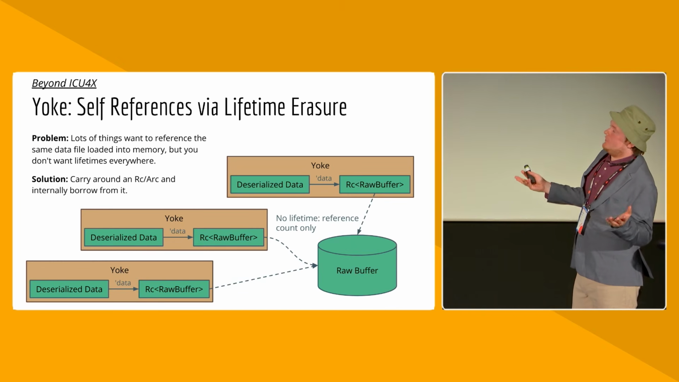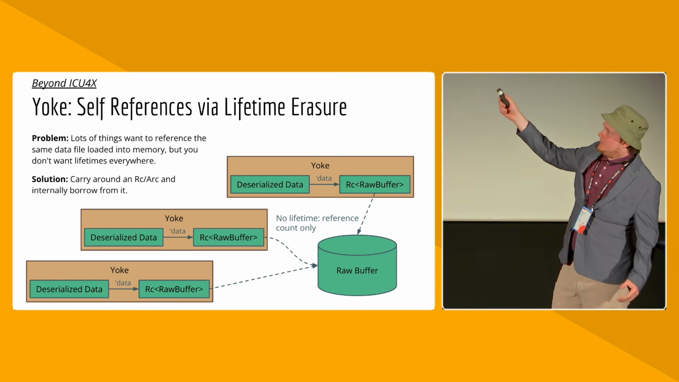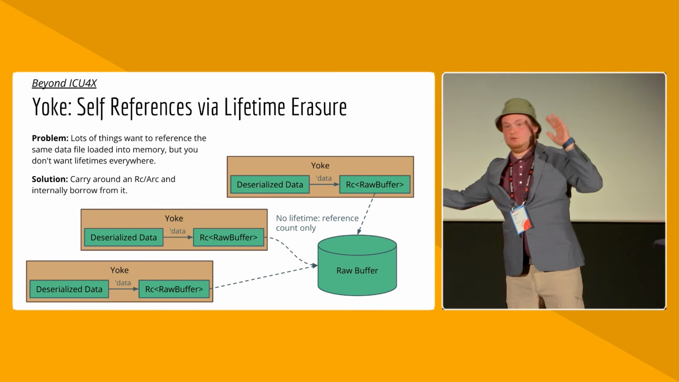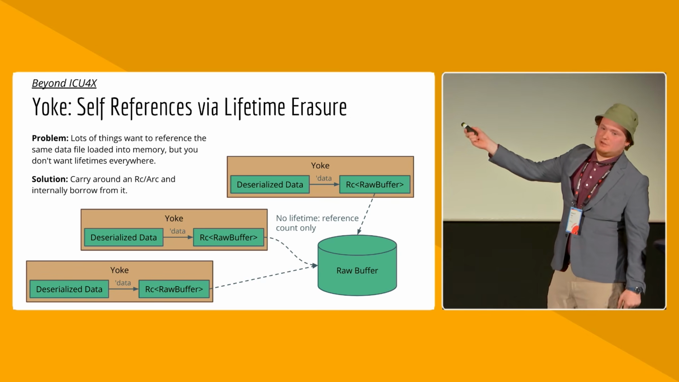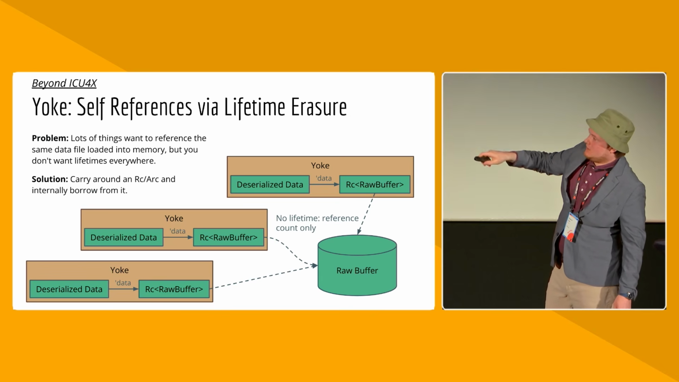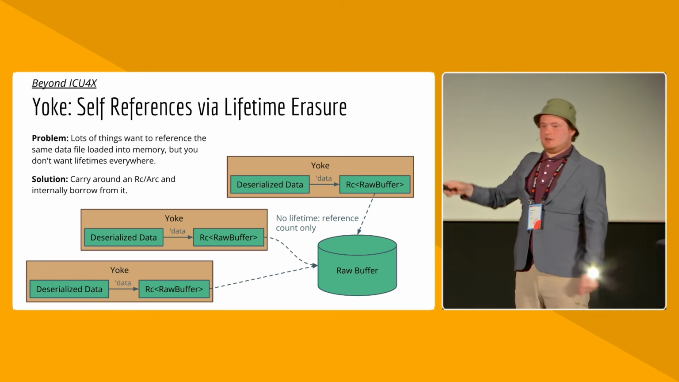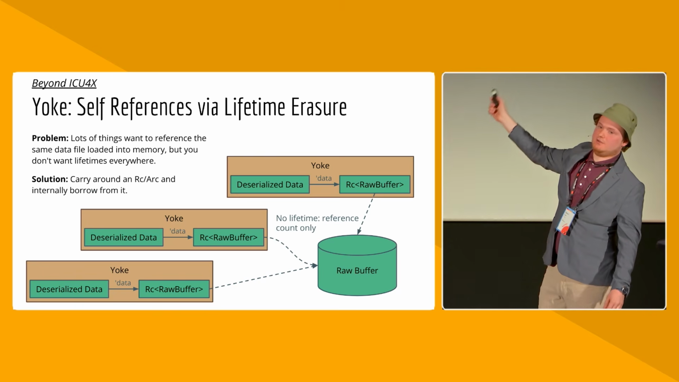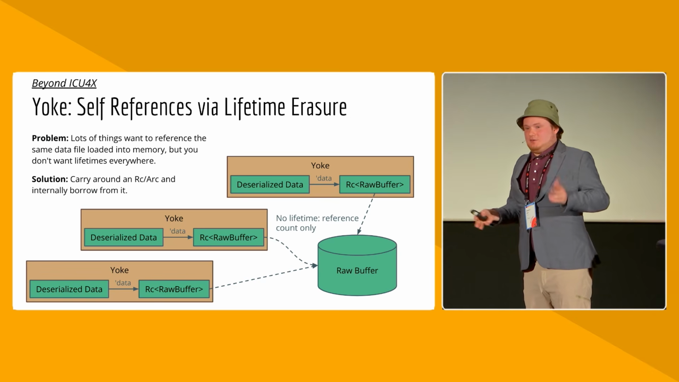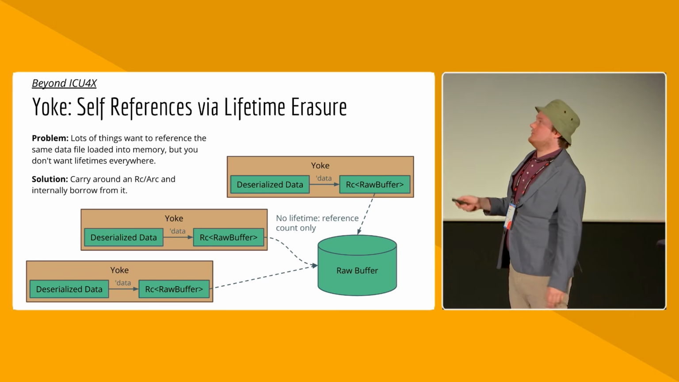Yoke is a tool that we use to solve self-references. For example, if you have a data file that you've loaded with a lot of locale data, maybe you loaded a new language pack, you want to have a lot of things reference your language pack. What we do here with lifetime erasure is have your deserialized data borrow from your buffer, and then we have many yokes that can have reference counts to the same buffer. You don't have to carry lifetimes around everywhere, because oftentimes you want to create your formatter and you don't want to have a lifetime borrowing from some data file somewhere. This is how we can achieve that with Rust.